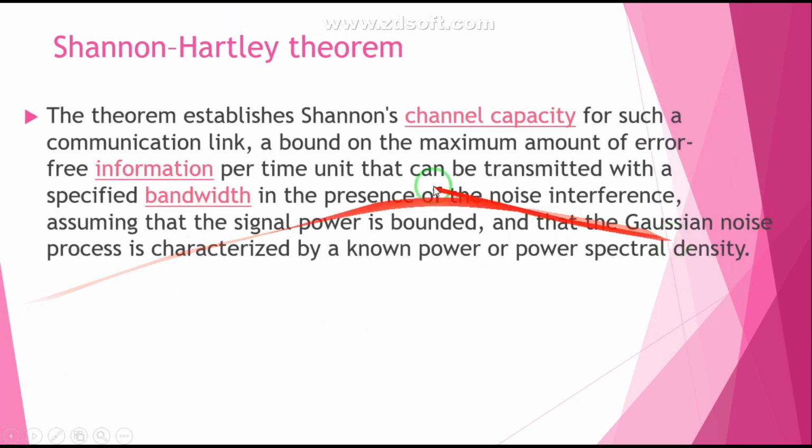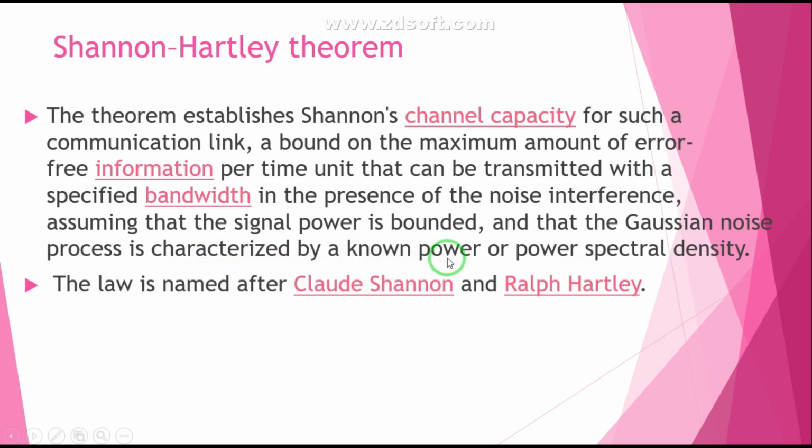So this theorem describes the channel capacity for such a communication link: there is a bound on the maximum amount of error-free information per unit time that can be transmitted with the specified bandwidth in the presence of noise interference. Assuming that the signal power is bounded and the Gaussian noise process is characterized by a known power or power spectral density. This law is named after Claude Shannon and Ralph Hartley.